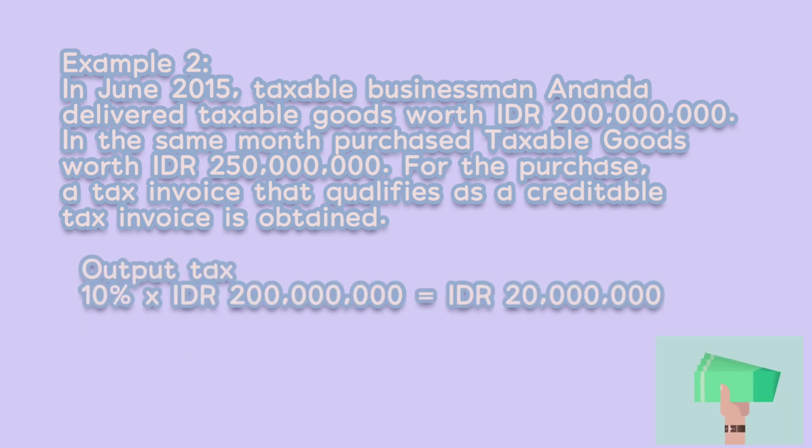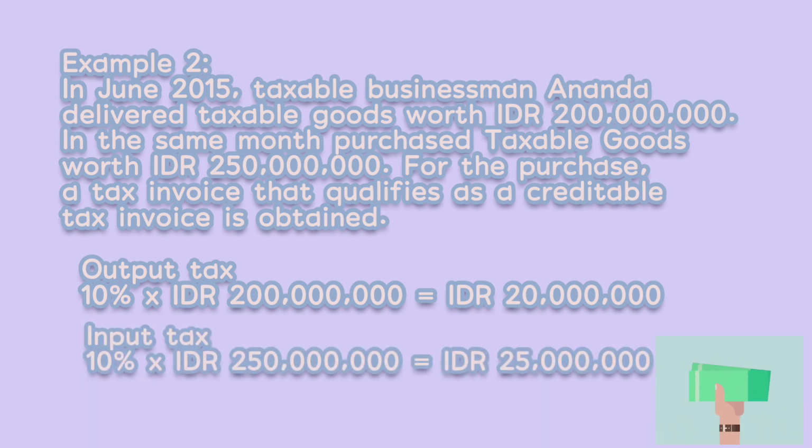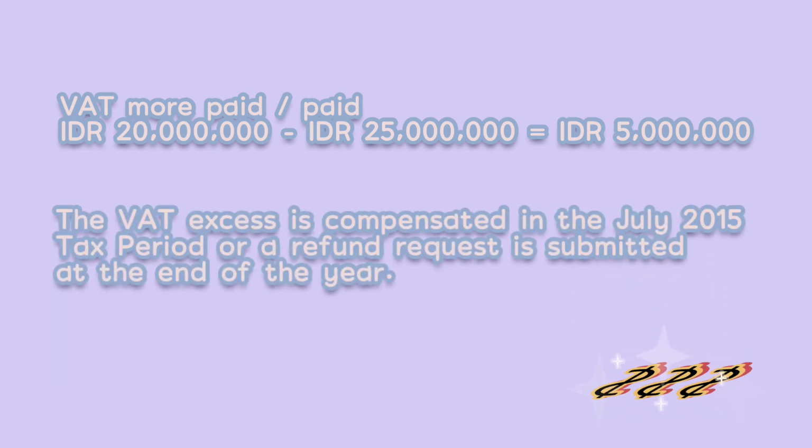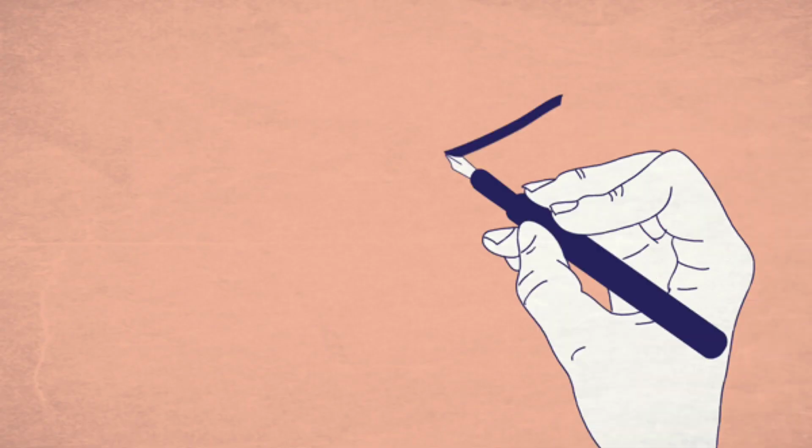So, the output tax is 10% multiplied by 200 million rupiah, equal to 20 million rupiah. And the input tax is 10% multiplied by 250 million rupiah, equal to 25 million rupiah. VAT overpaid is 20 million rupiah minus 25 million rupiah, equal to 5 million rupiah. The VAT excess is compensated in the July 2015 tax period, or a refund request is submitted at the end of the year.